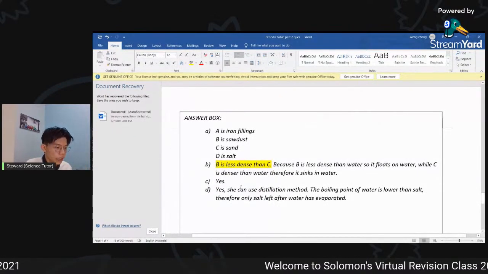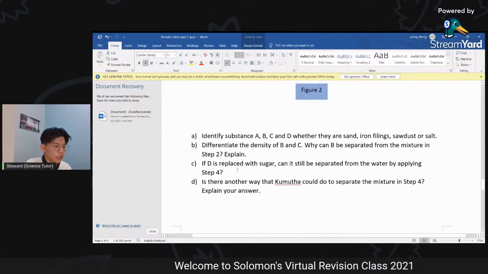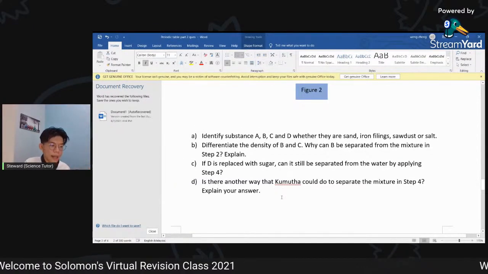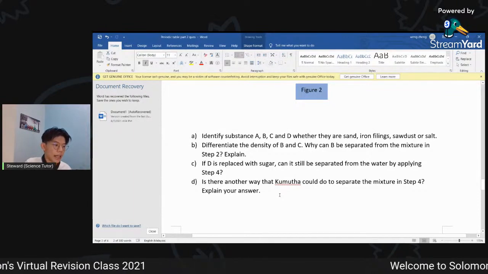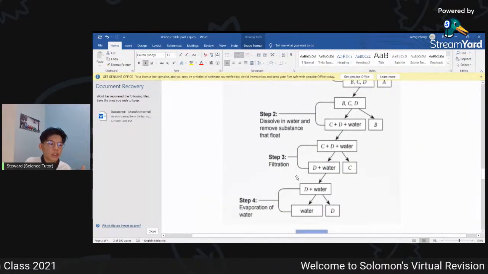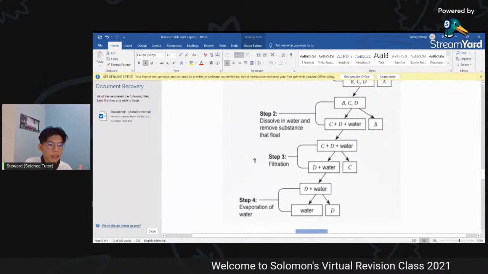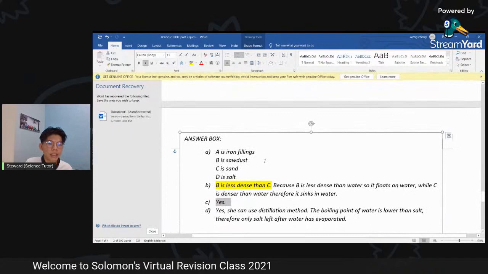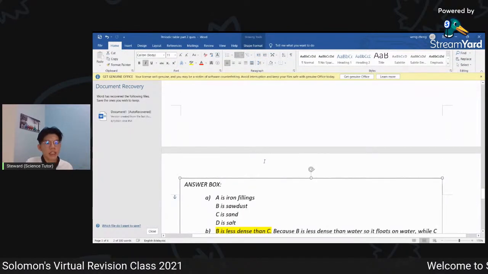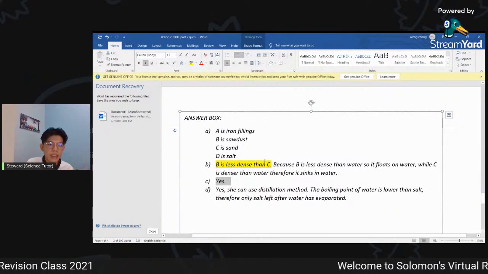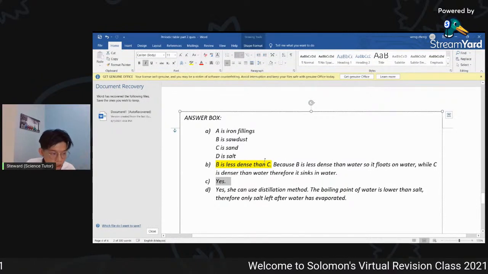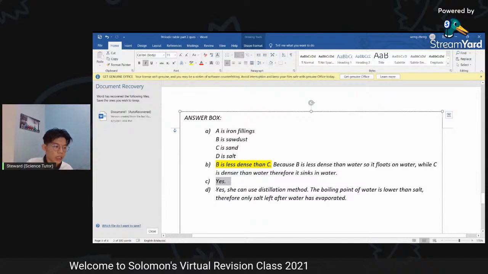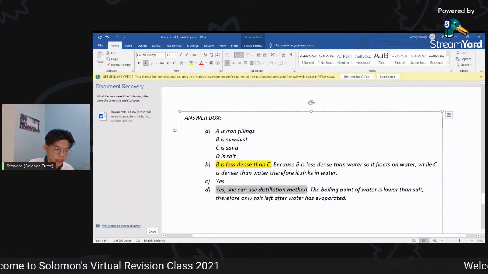Okay, so yes. Alright. So D, is there another way that Kumata could do to separate the mixture in step 4? Explain your answer. Okay, maksudnya dia tak nak guna jemur punya method, dia tak nak guna evaporation punya method. Ada apa method lain ke tak? Sebenarnya ada. Kita ada apply, kita ada belajar kan. Kita ada filtration, separation, magnetic, sieving, distillation, sedimentation dan banyak lagi. So contohnya yang kita boleh guna ialah yes, she can use distillation method.